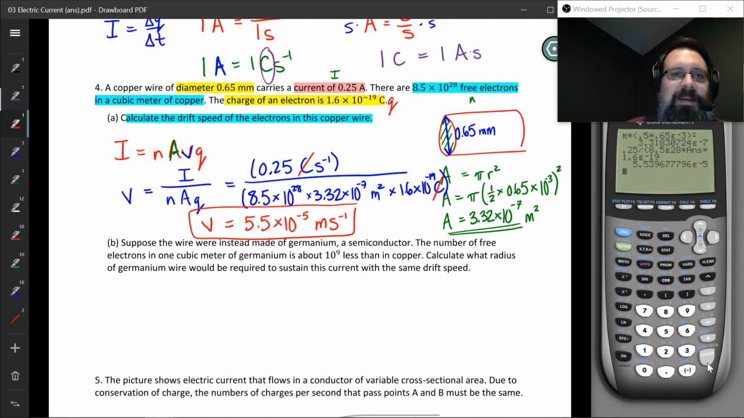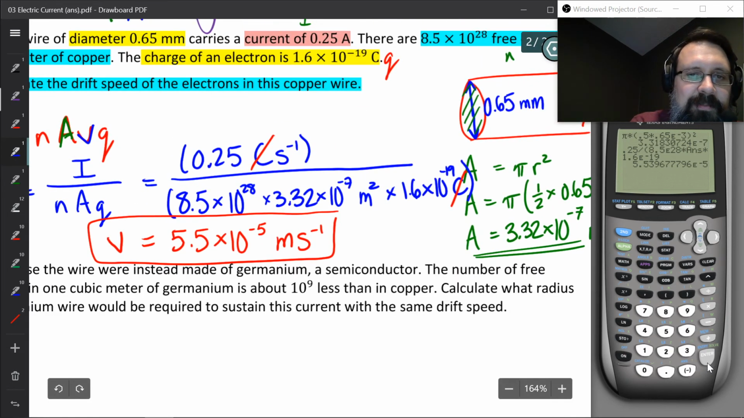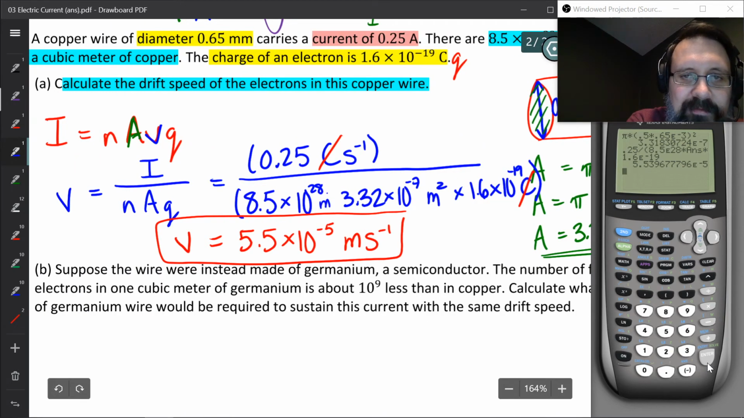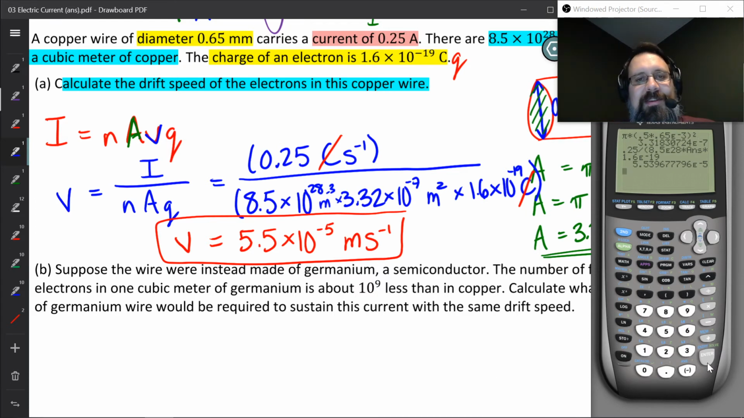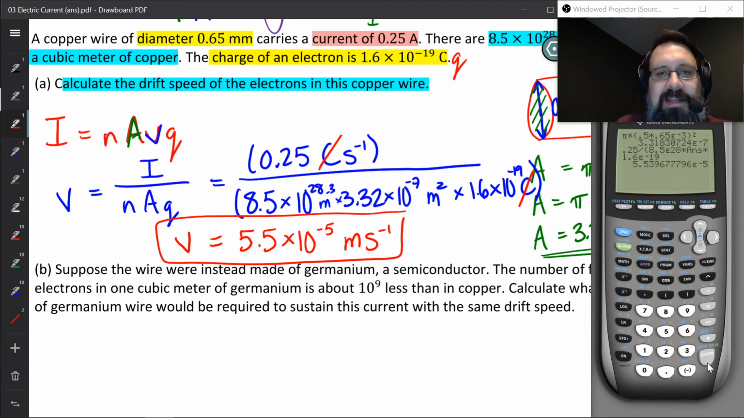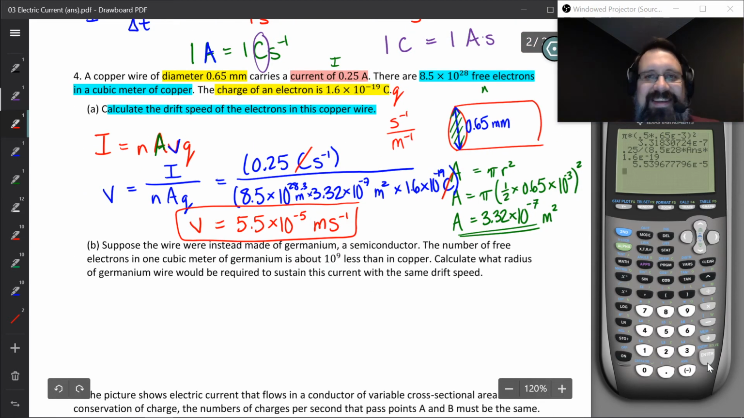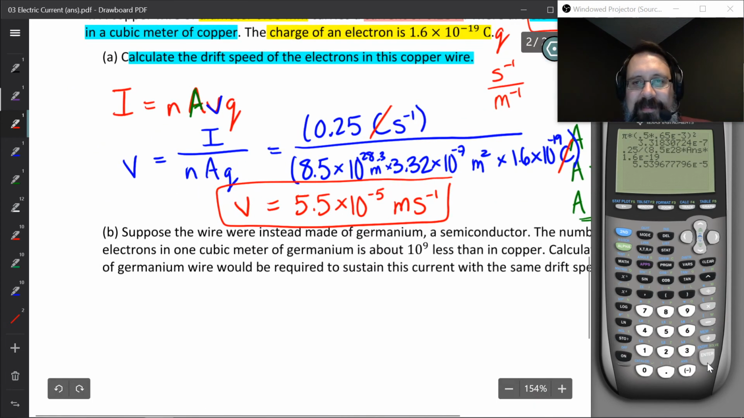Oh, I just realized where it is. This number here is per cubic meter, so this is meters to the negative 3. Okay, I found it. That's the number of charges per cubic meter. And so you can see there that the square meter and the cubic meter almost cancel out, so you actually end up with the units of seconds to the negative 1 divided by meters to the negative 1, which gives you meters per second. Okay, there it was. This number had units on it. That's the mistake that I made. Okay, cool. I'm glad I found it.